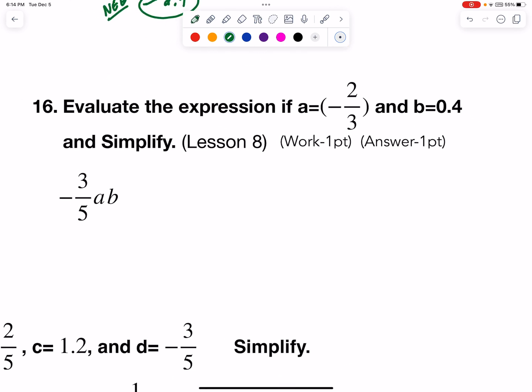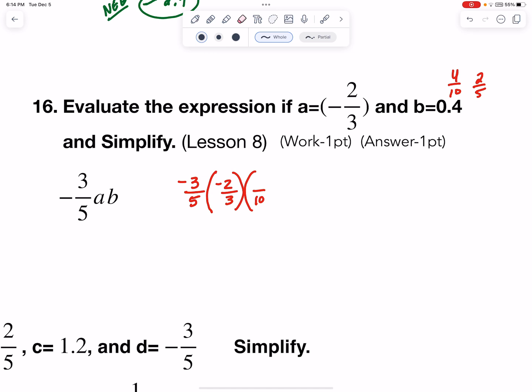Evaluate the expression. A is -2/3, B is 0.4, and simplify. So here we go. Let's see, 3/5, 2/3 is going to be a repeating decimal, so I have to use fractions for these. So let's go ahead and do the rewrite. -3/5, I'm going to write it with a negative on top, times A is -2/3, times B is 4/10. Okay, which actually we could simplify down, right? Divide by 2, we could have 2/5 instead to just lower our numbers here. So I'm going to go ahead and keep the digits small.